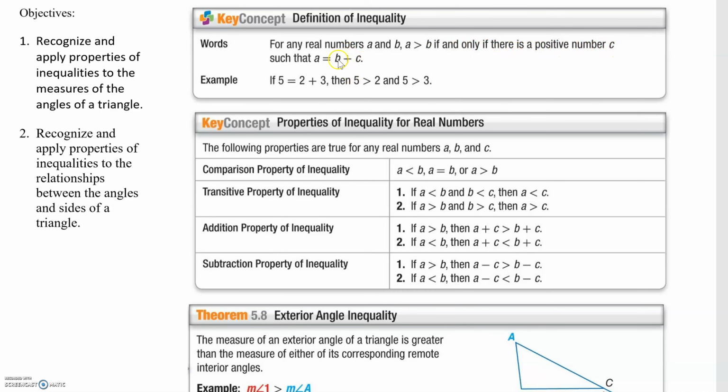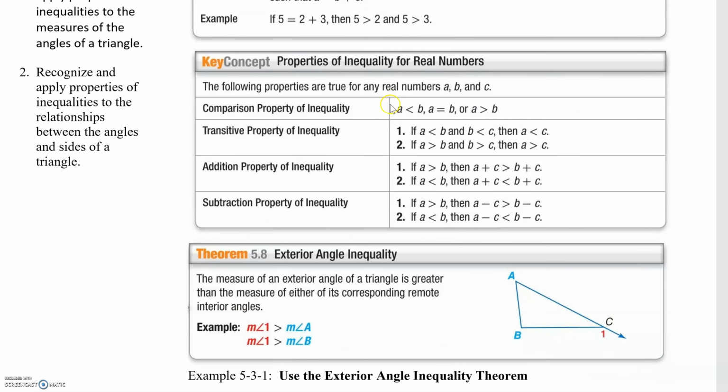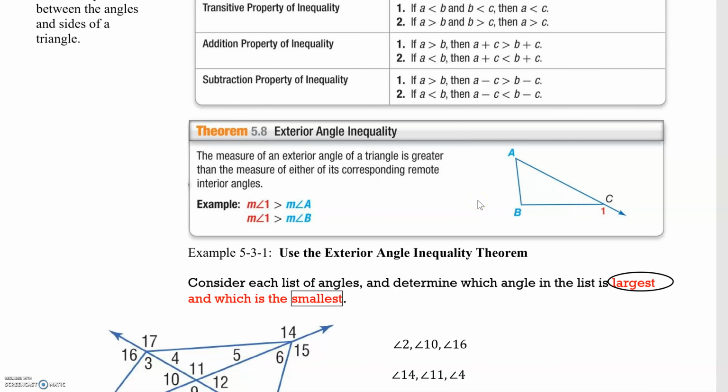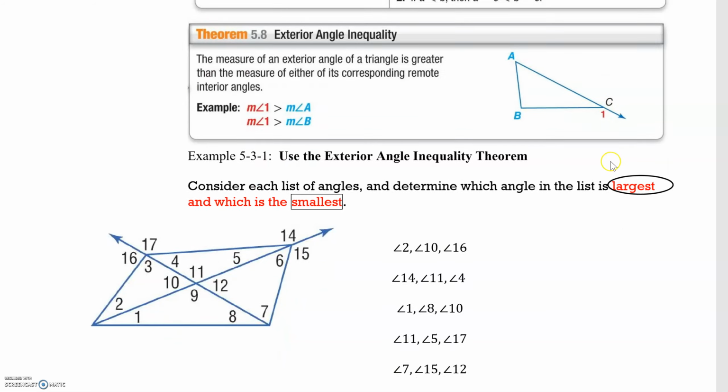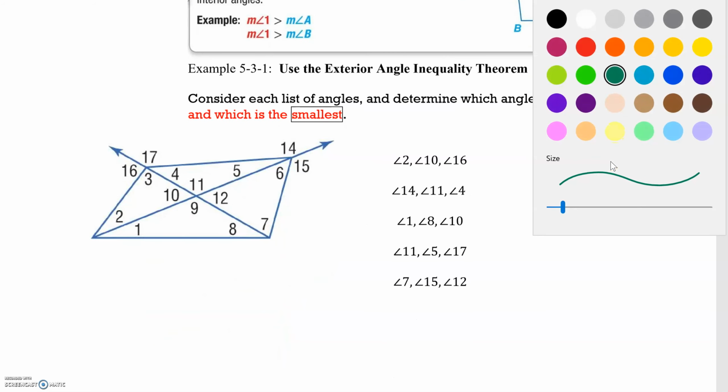So if I were to add two numbers, basically, this is just explaining an inequality. It has to be greater than. So when it comes to triangles, we have two sides that we're comparing, or two angles. For example, in this exterior angles inequality, A and B, we know the sum is equal to 1. So that means that 1 is going to be greater than A, and 1 is also going to be greater than B, because the two of them add up to 1. So 1 must be greater. So we're looking at the exterior angles.